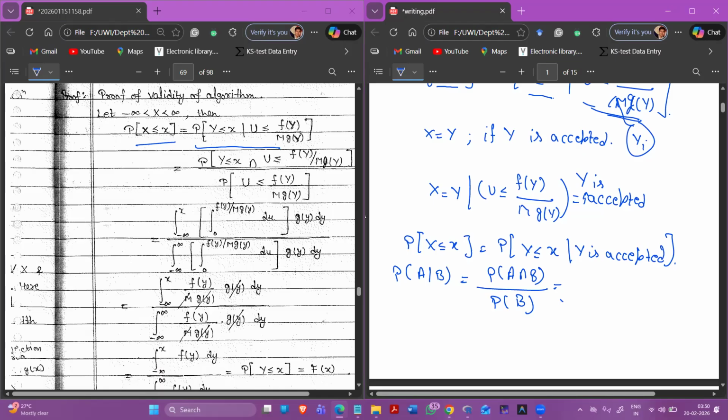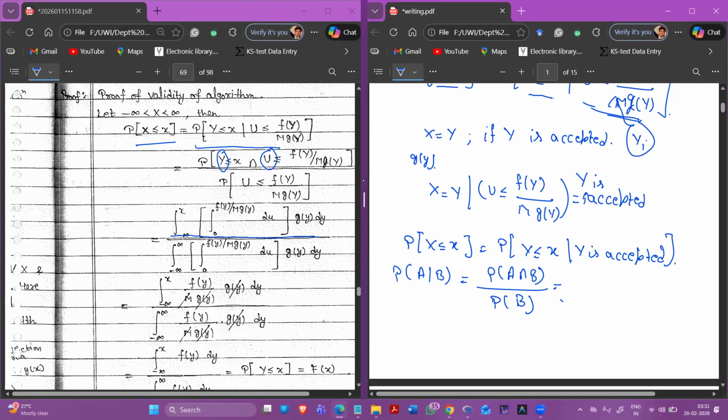Do you have any confusion in the first two steps of the proof? Right. So now come to this part of the integration. If you just see here, y less than or equal to x intersection u less than or equal to fy divided by mgy, what is it? This is the joint probability of two random variables, because u is a random variable that follows the uniform distribution, and y is also a random variable that follows gy. So you need to solve the integral for both of them.